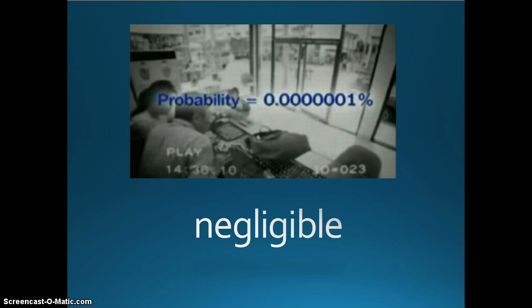So this picture says probability is 0.0000001%. That's such a small percentage that it's basically zero at this point. It's negligible. You can neglect it. So almost forget it and kind of throw it out, basically. The synonym is trivial, and the antonym is significant.